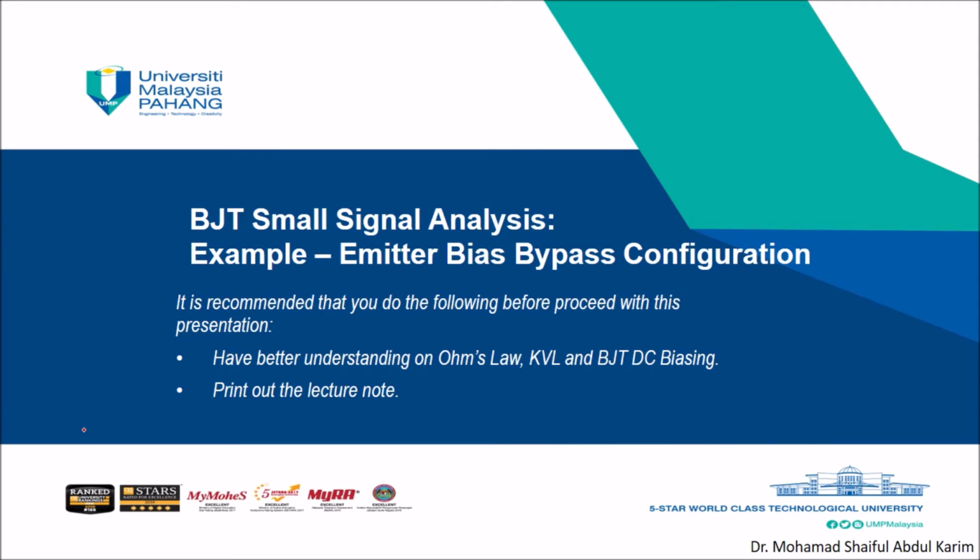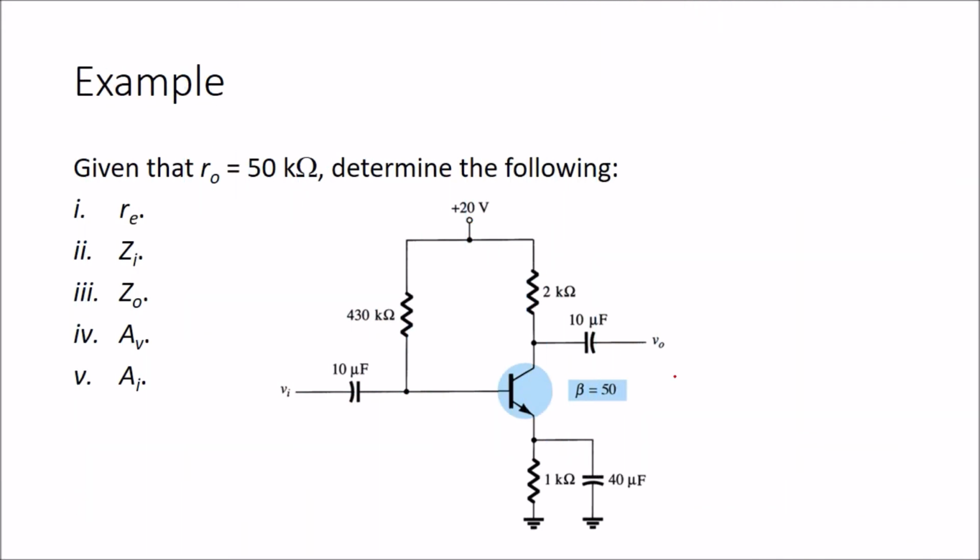In this video, we're going to look at an example of the emitter bias bypass configuration for BJT small signal analysis. This is the question: given that R naught equals 50 kilo ohm, determine the RE, Zin, Z naught, AV, and AI. For question one, you need to use DC analysis, and for the rest, we're going to use AC analysis.